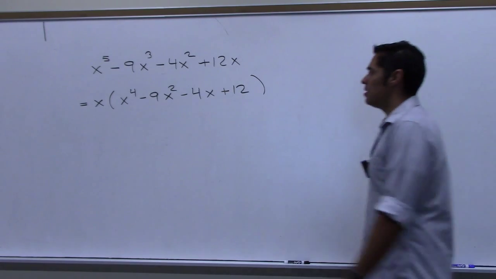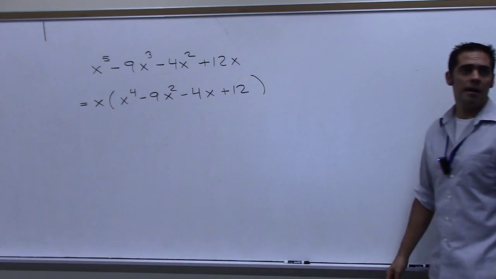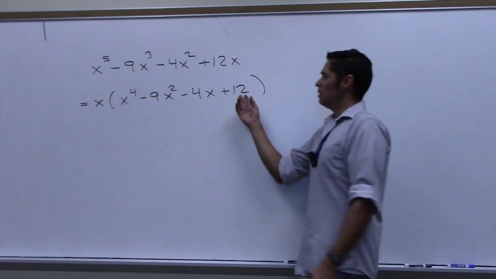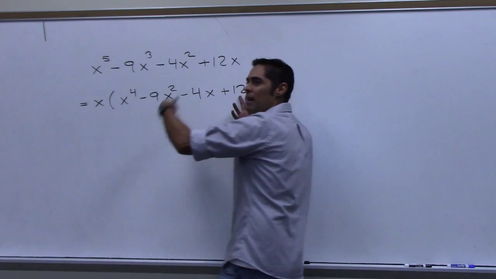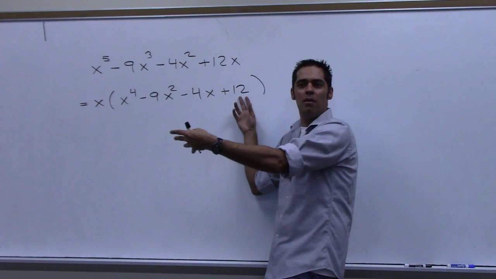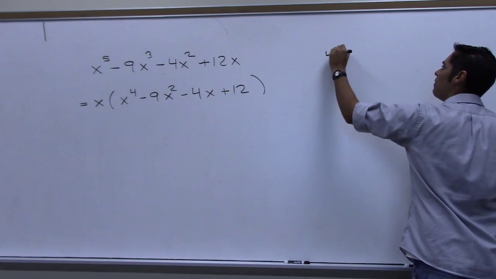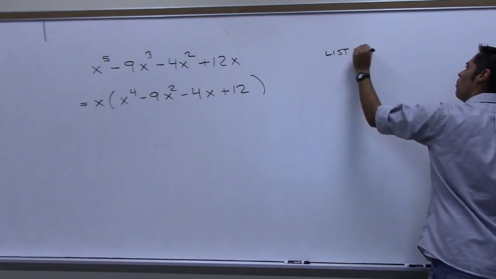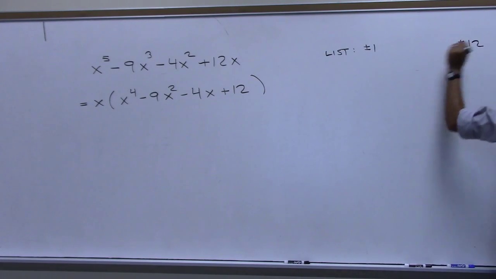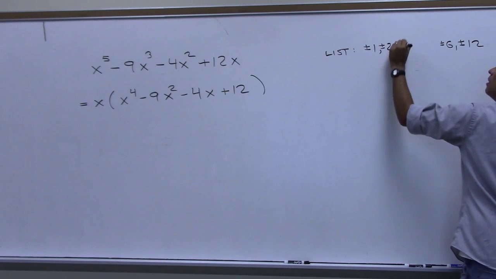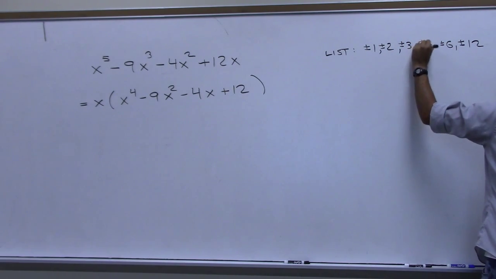All right, so the piece that's in the parentheses, I'm going to need to do my synthetic division, my rational zero test on that. What's the list I'm going to have? The 12 and the 1, right? Again, the 1. So we're happy about the 1, right? Because really it's all the factors of 12. So my final list is 1, 12, 2, 6, 3, 4.